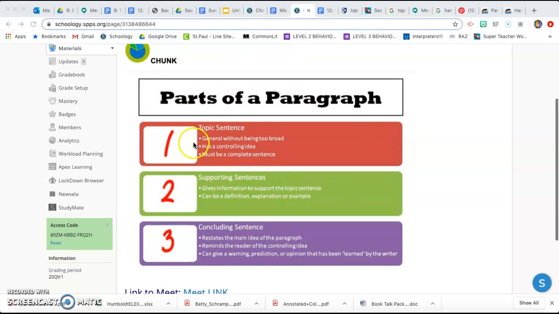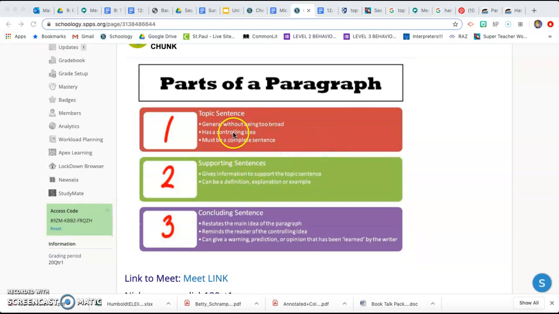It looks like this, and it says parts of a paragraph. So I'm really quickly going to go over what the three parts of a paragraph are, and then I'm going to show you an example. Okay? So the very first thing you need to have is called a topic sentence. It gives a general idea about what's going to be in your paragraph without being too broad. It has a controlling idea. So when we read this, we kind of get a sense of what you're going to be writing about in that paragraph. And of course, it must be a complete sentence.